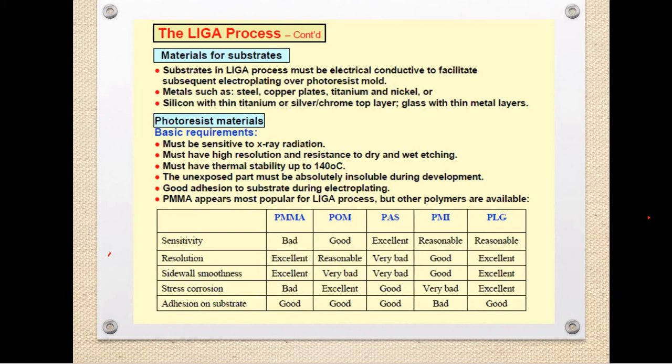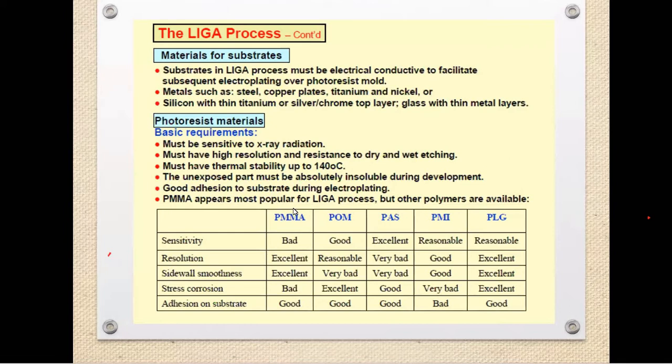On the basis of sensitivity and resolution, we can compare what our need is. If the sensitivity is not of much concern, or we need high resolution and high sidewall smoothness, we can go for PMMA. If we need high sensitivity, as in the last column, PLG, the sensitivity is reasonable, the resolution is excellent, the sidewall smoothness is excellent, and the stress concentration is also excellent. So we can go for this, but it depends on the requirement and how much money we want to spend on the particular product. As per the requirement, we will go with the different types of photoresist materials.